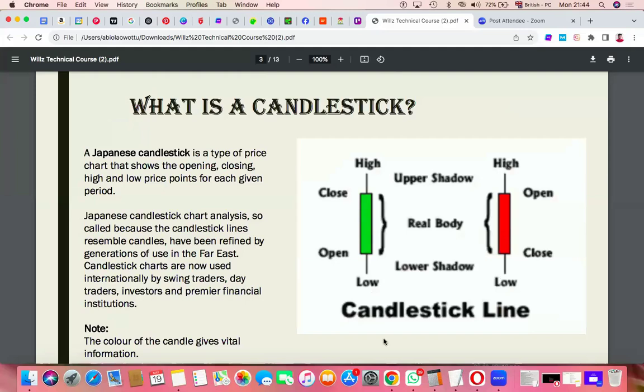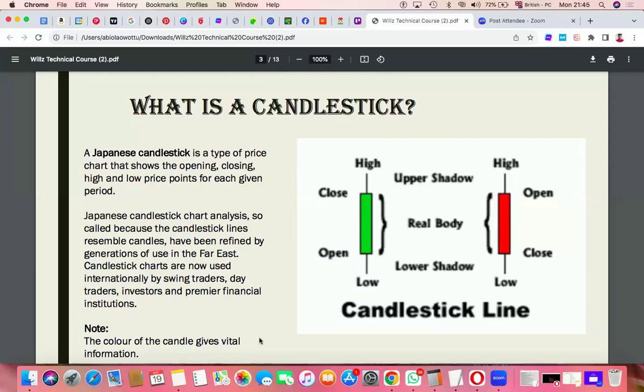So what are candlesticks? The Japanese candlestick is a type of price chart that shows the opening, close, high and low position in each given period. Which means we talked about having different time frames. We have different time frames as regards candlestick charts, ranging from seconds to yearly. So we have seconds, minutes, hourly charts, daily charts, and also monthly charts and yearly charts.